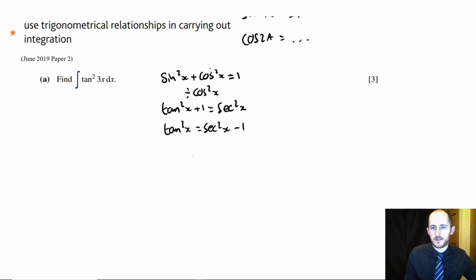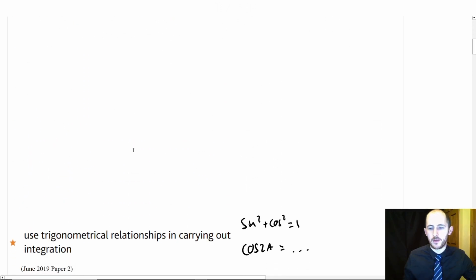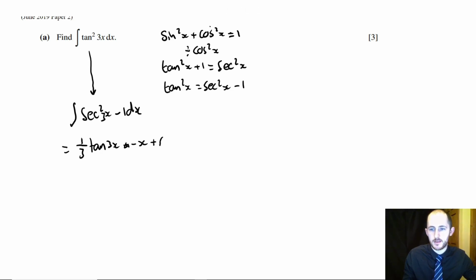Okay, so if I sub that into this equation now, what I'm trying to do is the integral of sec squared x minus 1. Sorry, sec squared 3x. Then what we have to do is differentiate the inside, do 1 over it. So if I differentiate 3x, I get 3. So it'd be 1 over 3 tan 3x minus x plus c, and that will be your final answer for that one.